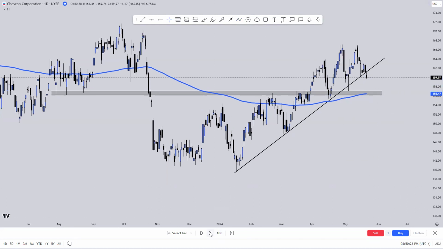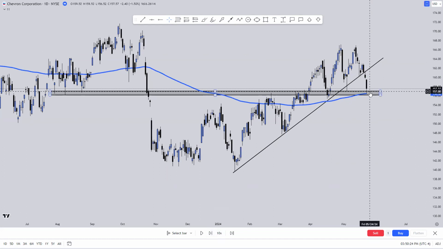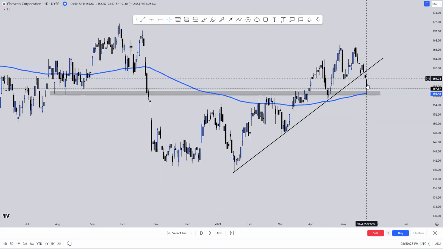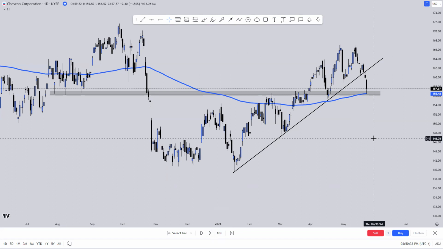So let's just play this forward a little bit. You can see we got to the level. So this is where you could enter your trade right here. And you can see as soon as we get to the level, the price already started to react to the level.